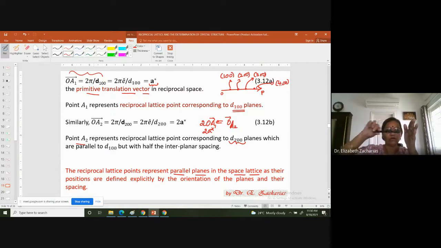So all of them were lying on one reciprocal line, and each of these points is called a reciprocal lattice point. And what will be the distance between the point A1 and A2? Anyone? If this is my origin, this distance was 2 pi by D100. This distance will be twice, so it's going to be 4 pi by D100. The gap between these lattice points, you can always get it from here.